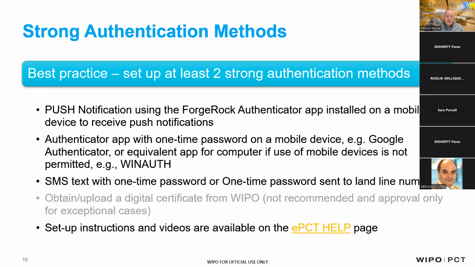Then you can also use an authenticator app with one-time password on a mobile device like Google Authenticator, or you can also install on your desktop, on your computer, WinOff, which is also an application which will generate a one-time password. And I always recommend our users to set up at least 2 strong authentication methods with their WIPO account, just in case one of them is not working.